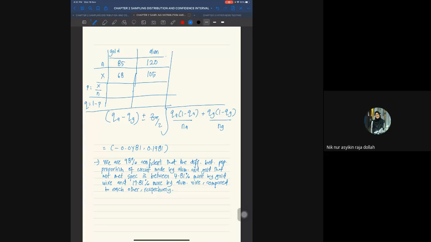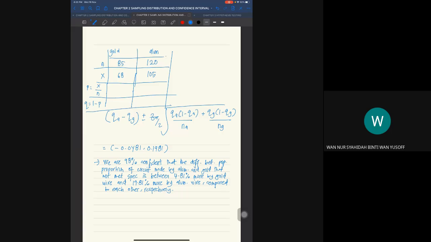Okay, madam. So, is it Q aluminium minus Q gold, or Q gold minus Q aluminium, will we get the same answer? No. I think if you do Q gold minus Q aluminium, it will be positive. If I'm not mistaken, it will be a positive value. Okay, madam.